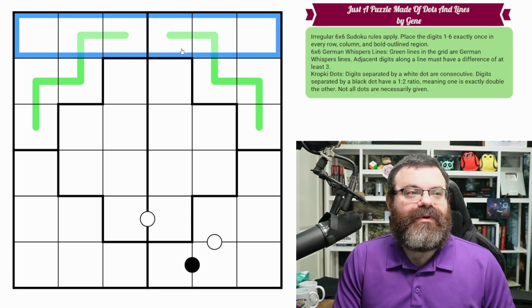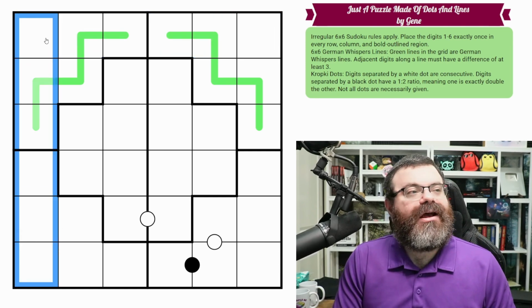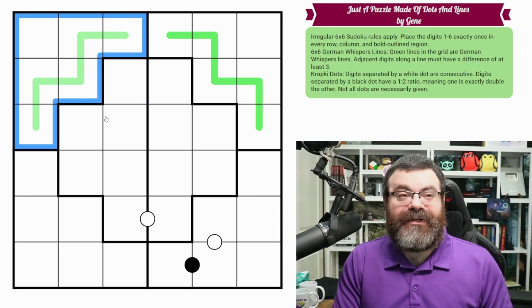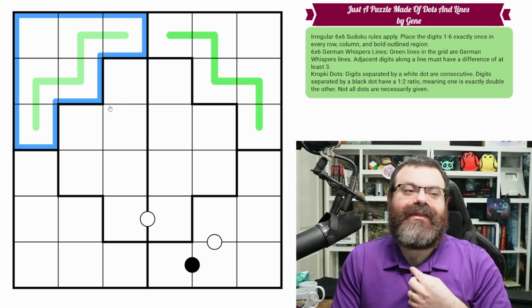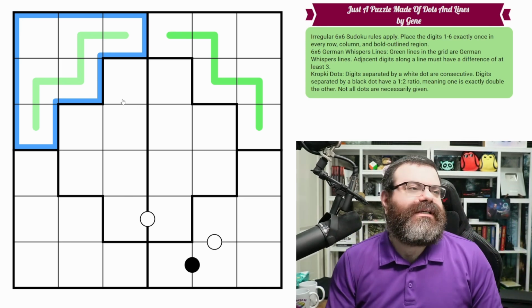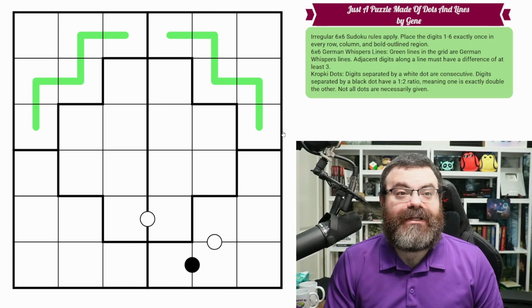So still in every row and every column, we are placing the digits 1 to 6 exactly once each. But instead of our normal 2x3 boxes, we instead have these bold outline regions. There are still 6 of them, and they are still 6 cells each. And they still have 1 to 6 once each. It's just they're different shapes, and these bold borders tell us what the shape is.